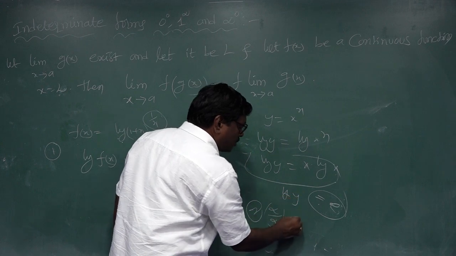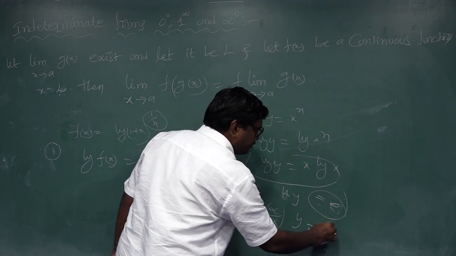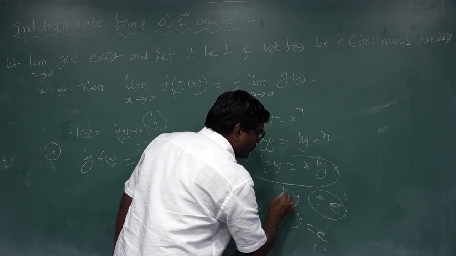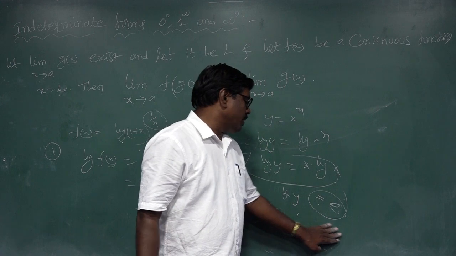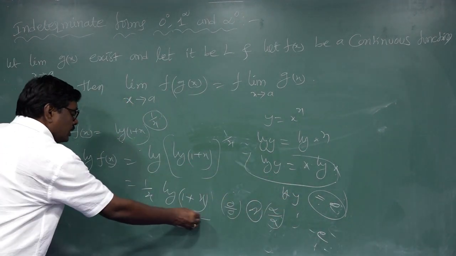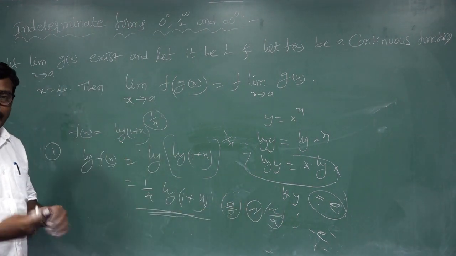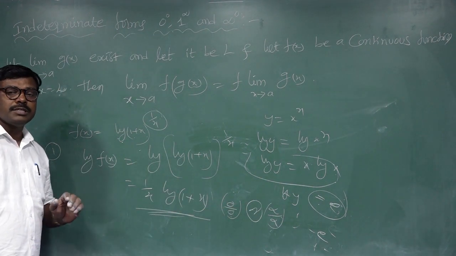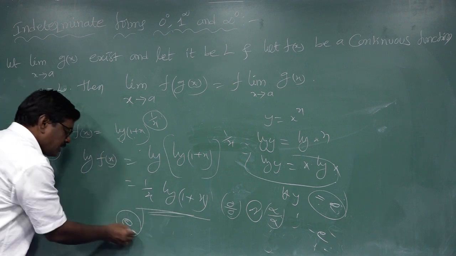Log of y equals log y, so y equals e power of log y. Using the logarithm formula, this also changes to 0 by 0 or infinity by infinity. Again apply L'Hospital rule. Again L'Hospital rule. Finally, evaluating, the answer is e. This is the last step.